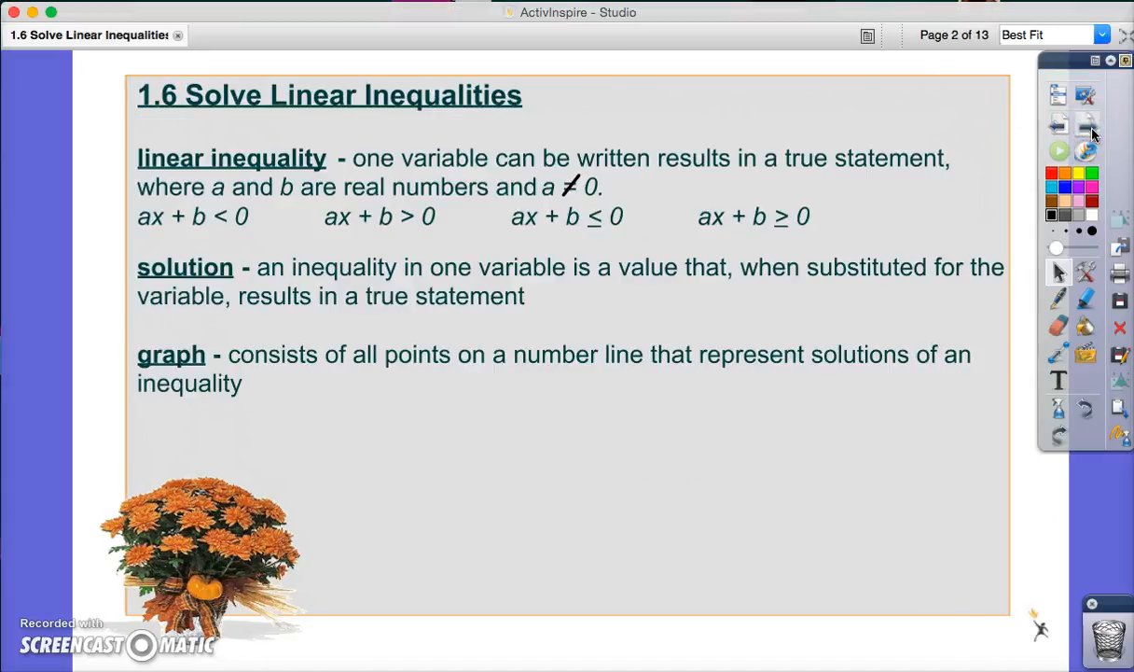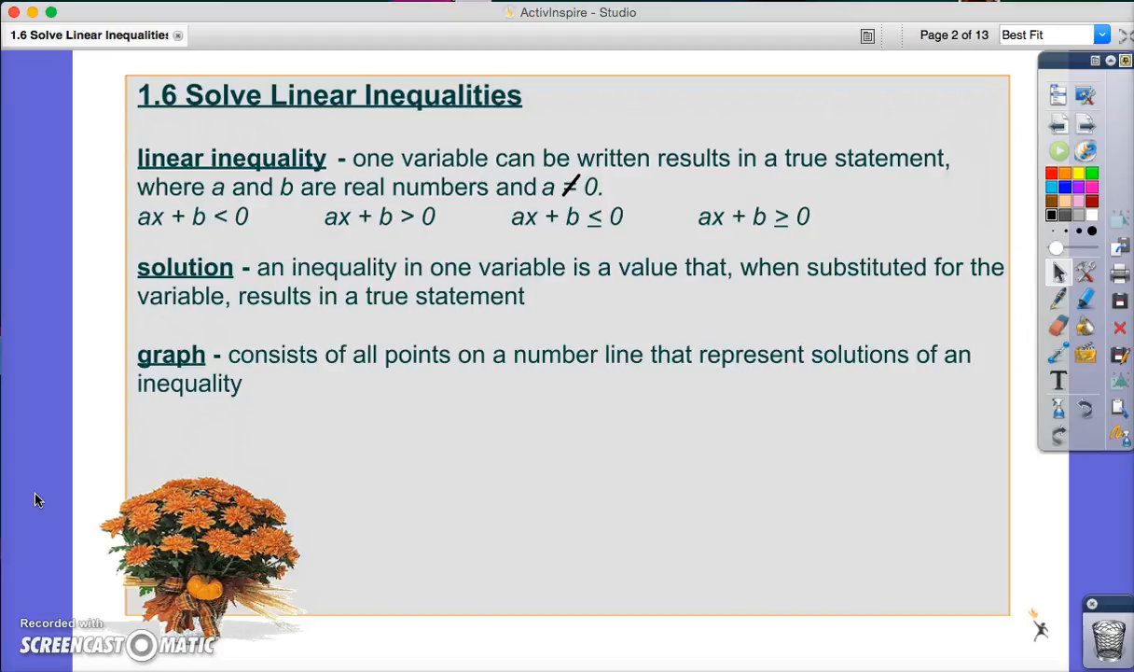All right, so 1.6 is called solve linear inequalities. A linear inequality in one variable can be rewritten so that it results in a true statement, where a and b are real numbers and a does not equal 0. So here's how we can write linear inequalities. There are 4 types. Ax plus b is less than 0. Ax plus b is greater than 0. Ax plus b is less than or equal to 0. And ax plus b is greater than or equal to 0.